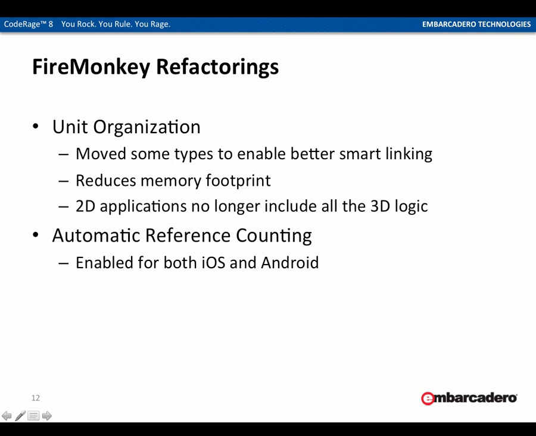The biggest thing that we've done is we have made some changes to the organization of types within units. We've moved some types around to better enable smart linking. One of the key things is we made a better distinction between the 2D and the 3D logic, so that a 2D application no longer carries around as much of the logic that's needed for 3D rendering. And that helps the linker do a better job of removing the parts of the binary library that are not needed by your application. And overall, that helps to reduce the memory footprint of your application.